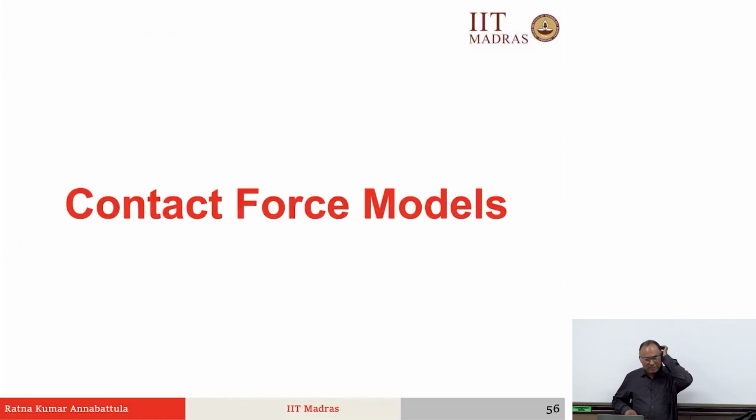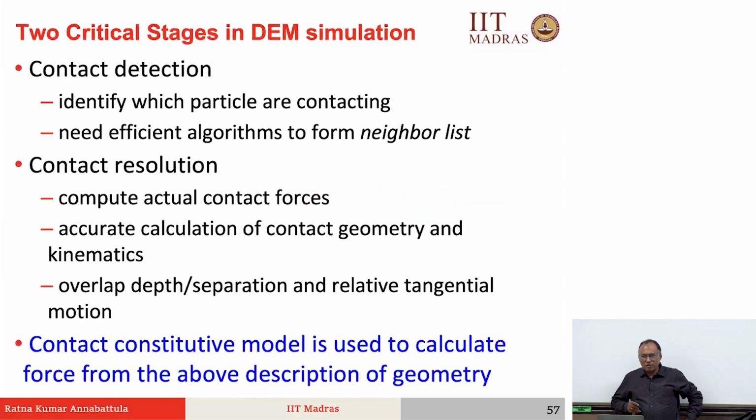And now let us look at different contact force models. As I told you, in a typical DEM simulation you have two stages: contact detection and contact resolution. These are very important in any DEM simulation. What do we mean by contact detection? You take a particle and identify which particles this particle is in contact with. That means you need to develop something called a neighbor list.